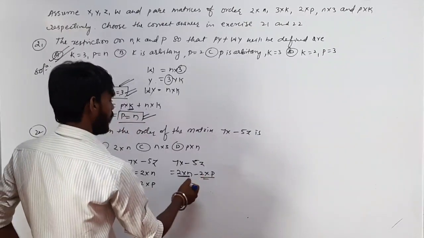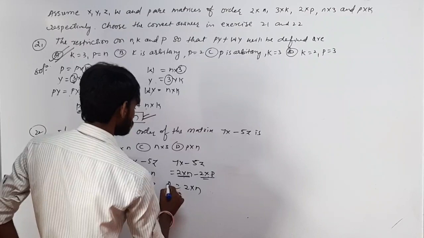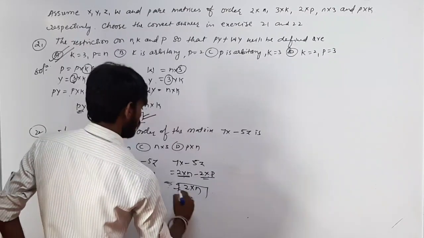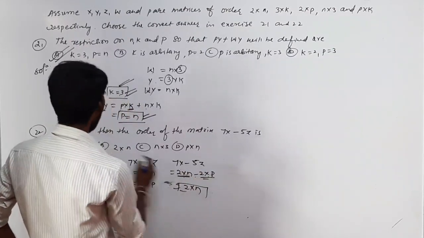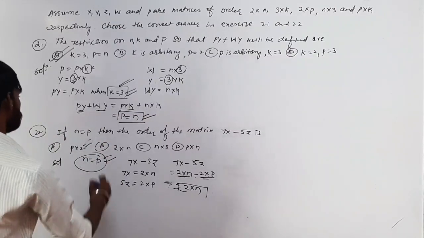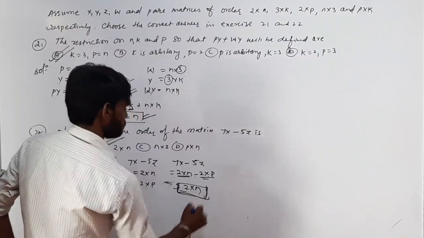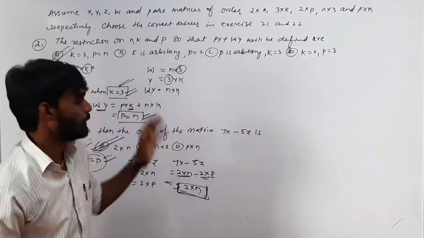For these two matrices to have the same order, what will be needed? P is equal to N, that is 2 cross N. So P is equal to N. You already know that P is equal to N. So the option will be option B, the right answer. 2 into N. Okay. So please solve it.